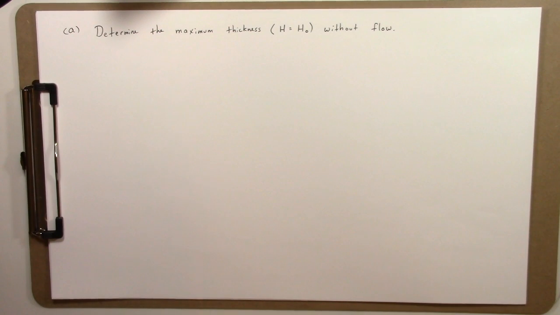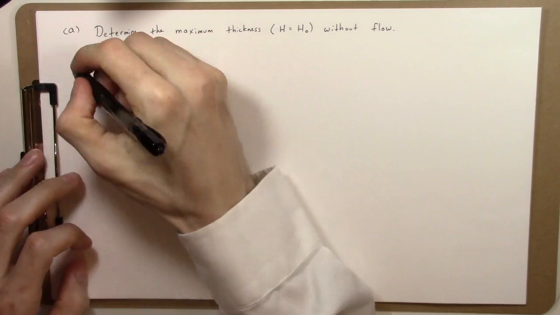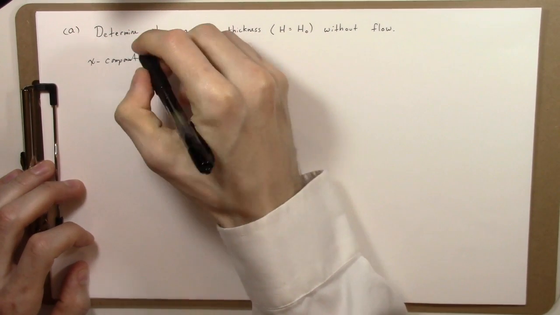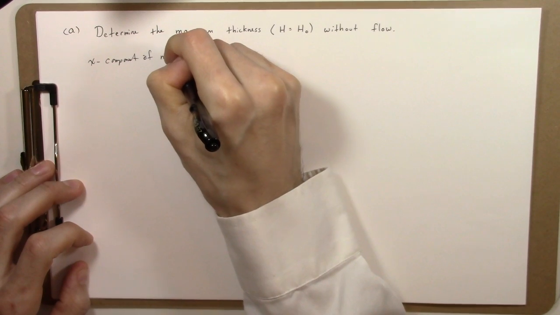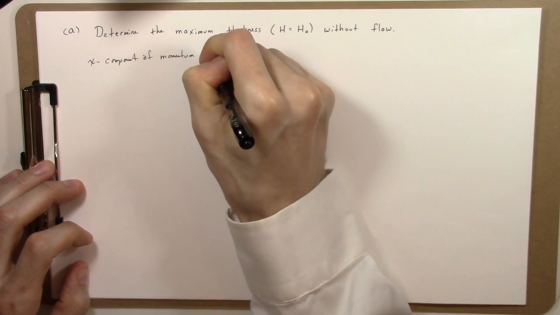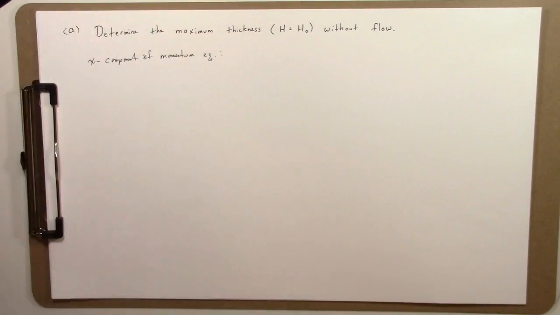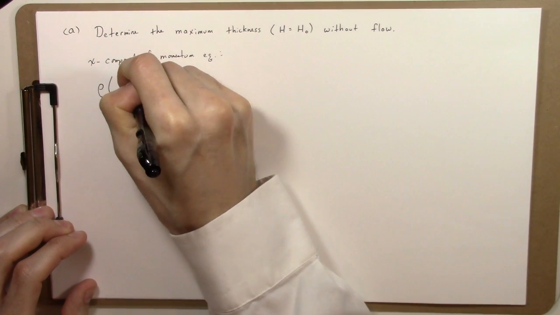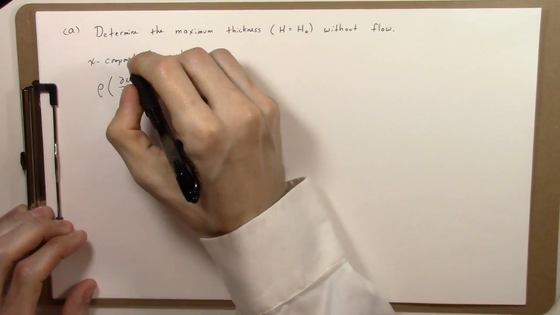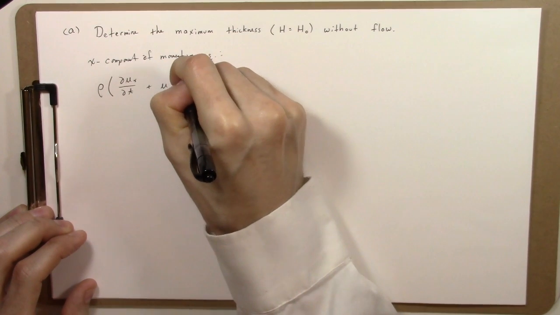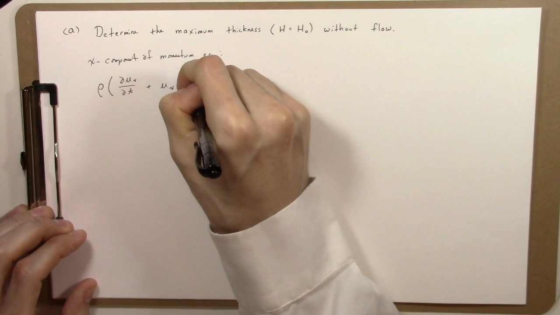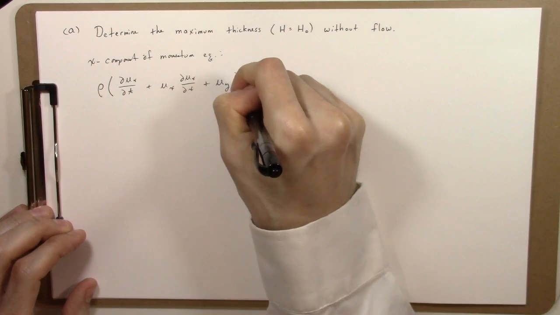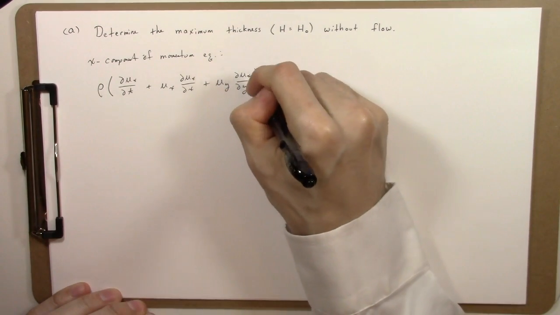So let's look now at the Cauchy momentum equation. We'll look at the x component of the momentum equation. So the x component tells us on the left hand side we have inertial terms. We have rho times dux dt plus ux dux dx plus uy dux dy. I'll omit the z term because we're looking at 2D flow.